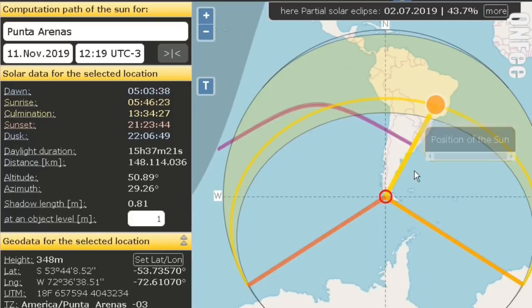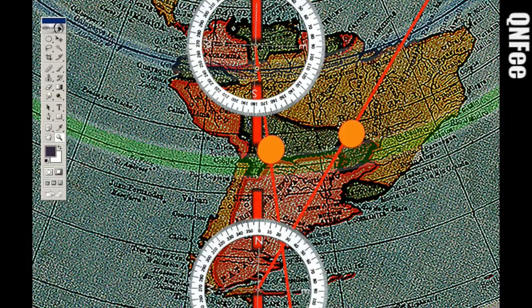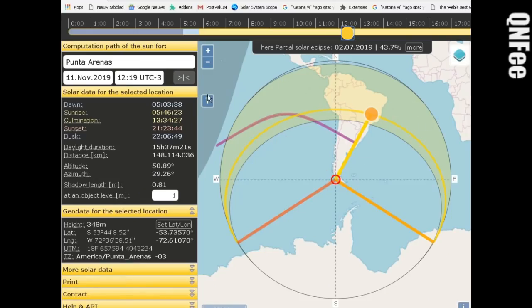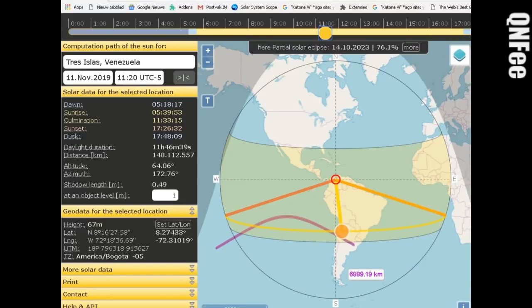And here in Punta Arenas, Chile, it had an azimuth of 29 and something on the maximum transit. So here in Venezuela it was about 170, and here in Chile it was about 29. How can this happen? We have a 2 hour time difference between those: -3 UTC, -5 UTC.